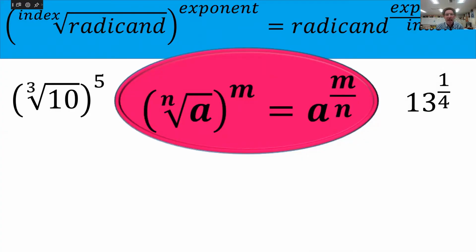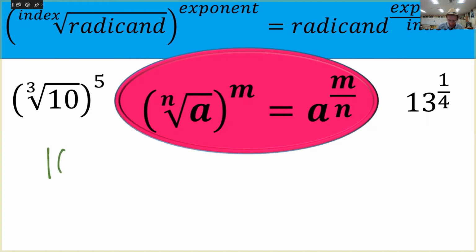Now we're going to take a look at changing the structure from a problem that has a radical sign to a problem that has an exponent that's a fraction. So on the left side of the screen, we have the cube root, which means you have an index number of 3, the cube root of 10, and that is to the 5th power. If we want to rewrite that with an exponent that's a fraction, then the problem is going to have a radicand of 10, which means it has a base of 10. And then the exponent will be a fraction.